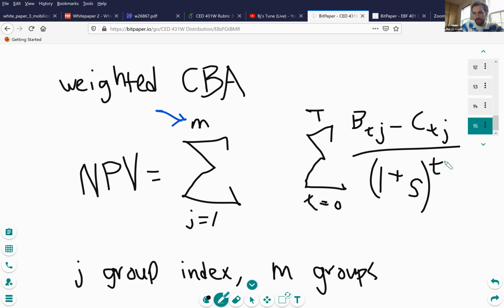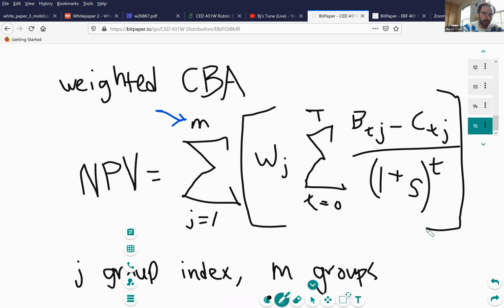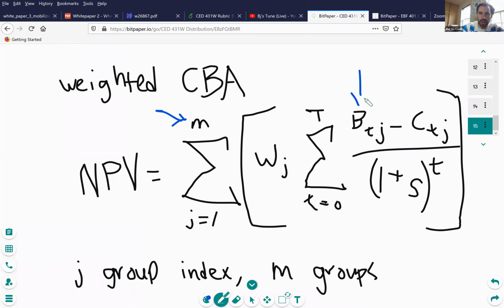And now, so far none of this is actually different than the unweighted cost benefit analysis. The only difference now is that we have this WJ, which is being multiplied against each of the individual benefit cost values that are accruing to each party or each group J. So for each group J, you figure out what their benefits are, what their costs are. You figure out when those occur.